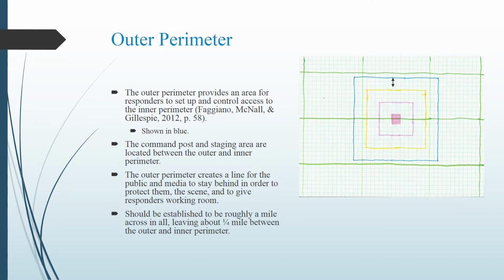The outer perimeter provides an area for responders to set up and control access to the inner perimeter. Here it's shown in blue. The command post and staging area are located between the outer and inner perimeters. The outer perimeter creates a line for the public and media to stay behind in order to protect them, the scene, and to give responders working room. It should be established roughly a mile across in all, leaving about a 1/4 mile between the outer and inner perimeters for this situation.